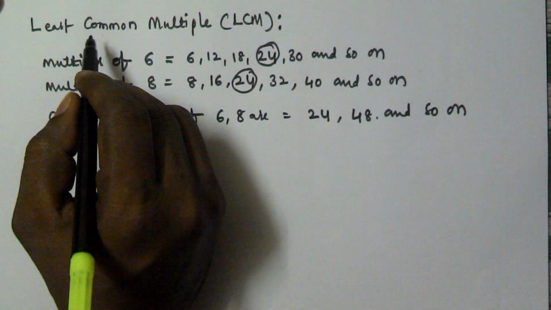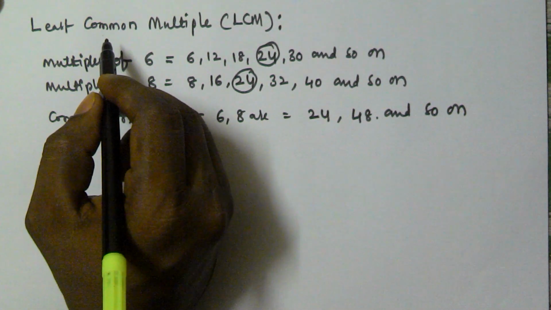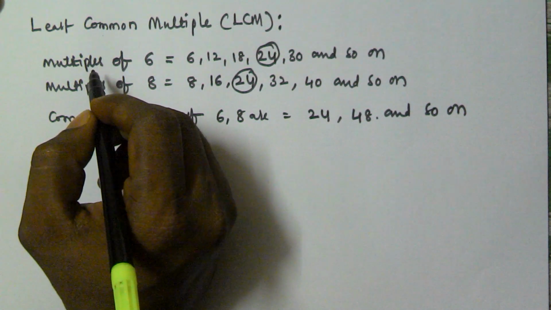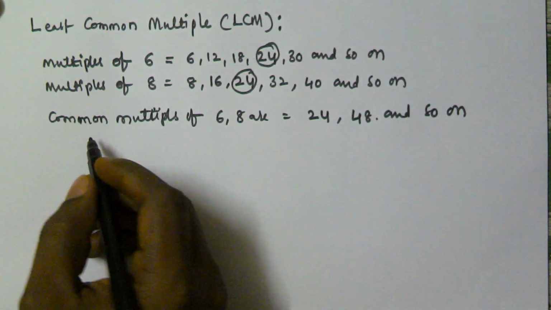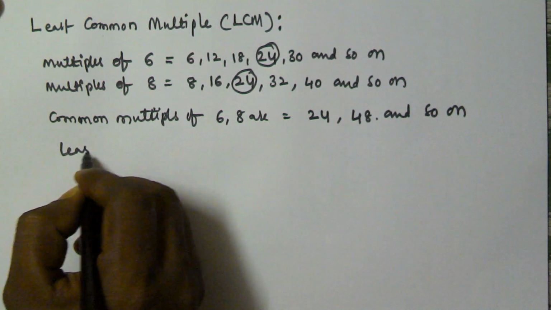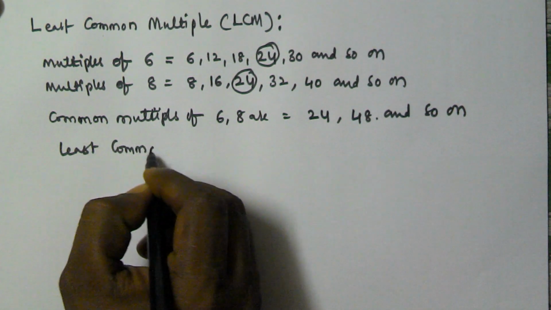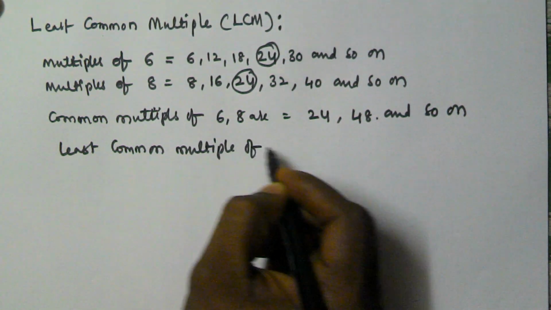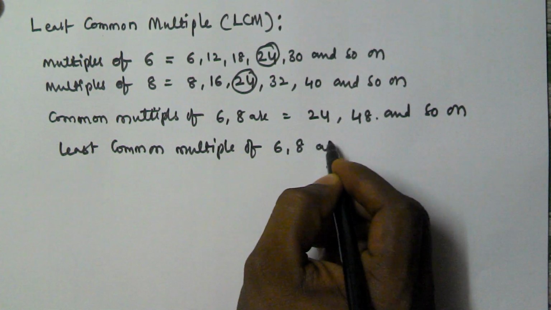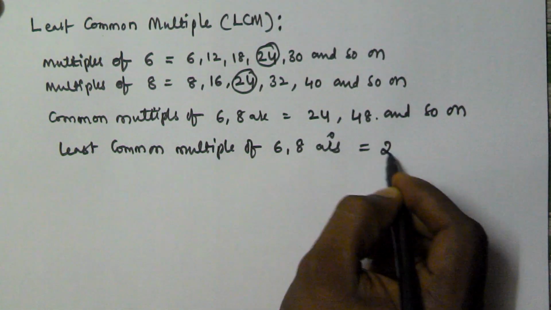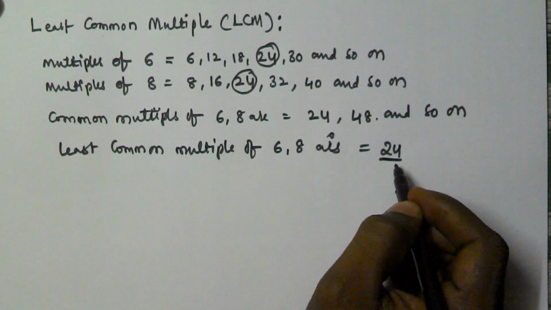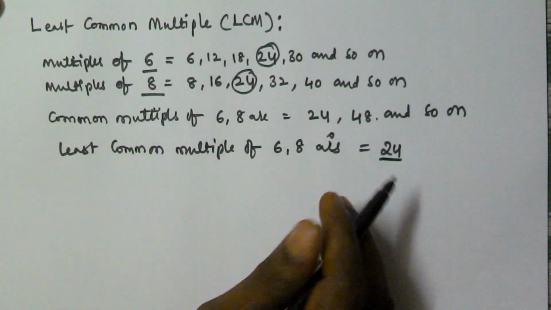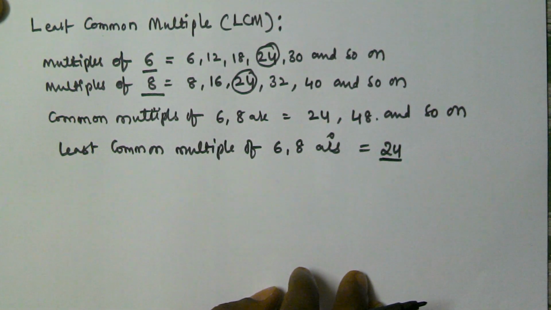So according to the definition of LCM, LCM is the least non-zero number in common multiples of two or more numbers. So the least common multiple of 6 comma 8 is 24. That's why 24 is the LCM of 6 and 8. I hope you understand this.